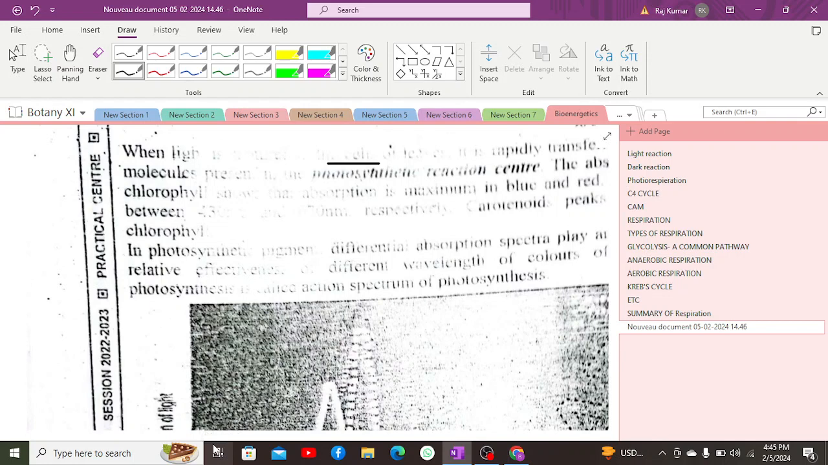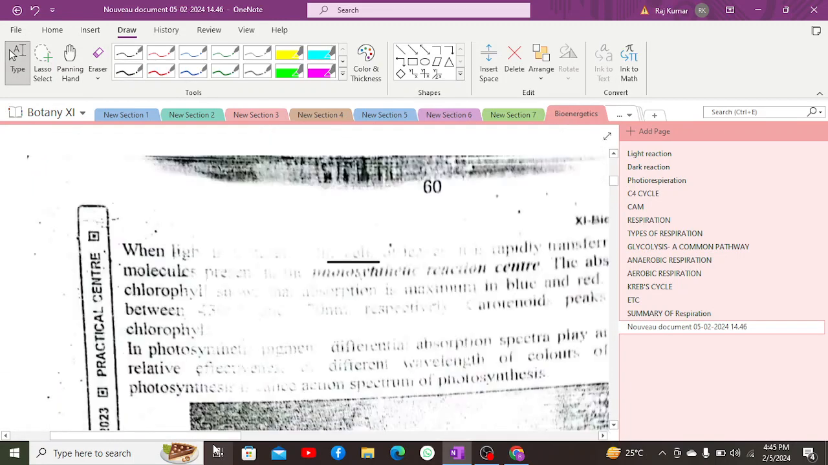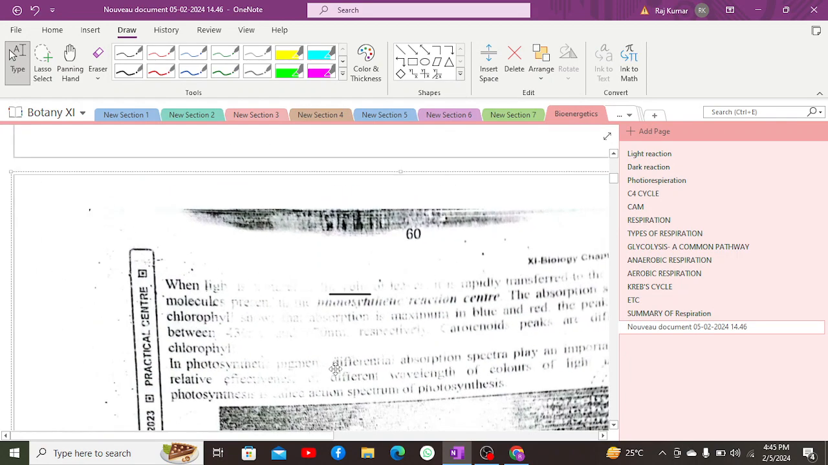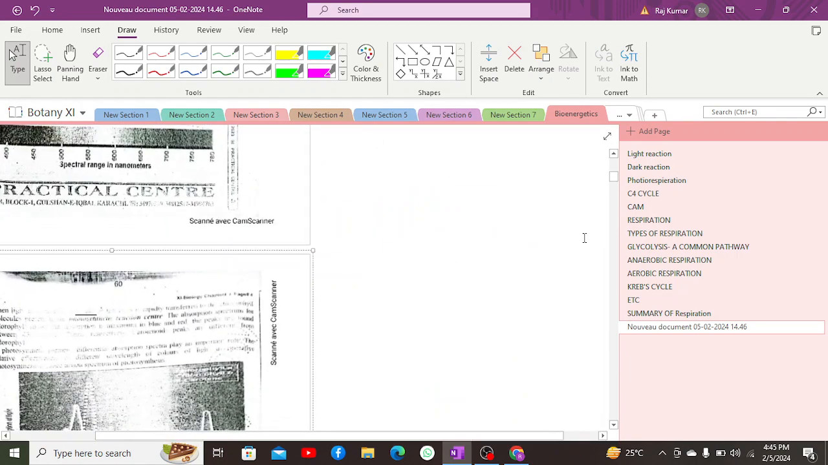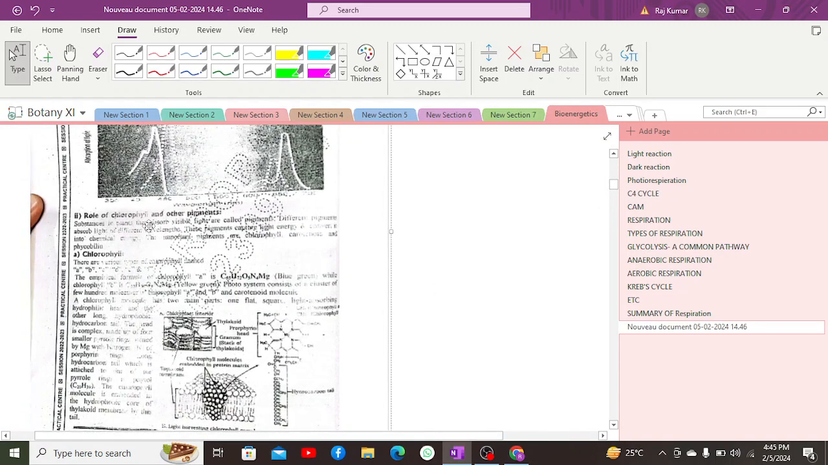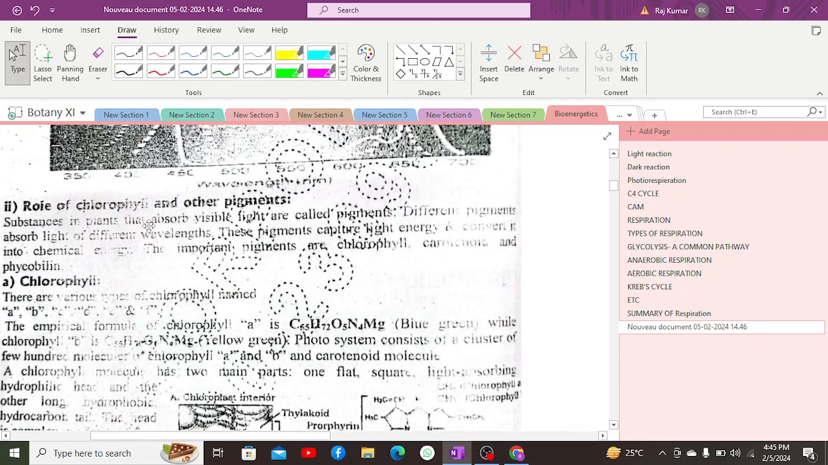The relative effectiveness of different wavelengths of light in driving photosynthesis is called the action spectrum of photosynthesis. Substances in plants that absorb visible light are called pigments. Different pigments absorb light of different wavelengths. These pigments capture light energy and convert it into chemical energy.